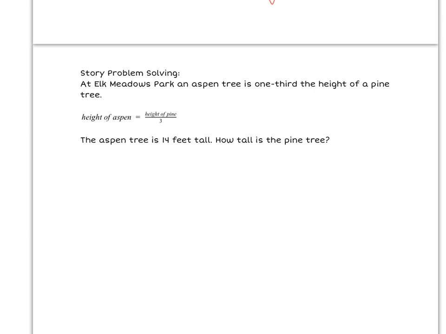So we'd have to plug this in. So, do we know height of aspen? It's 14. We don't know the pine tree, and I'm just going to label that as P for pine tree, divided by 3. So I just copied everything from the formula here, and I plugged in what I knew. Okay. So what would I do to solve this one? Happy? You will do 3 times, 14 times 3.